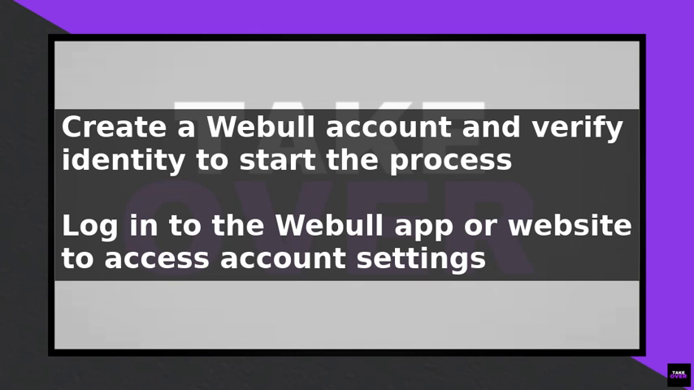After logging in, navigate to the Settings or Account section. The exact location may vary depending on the device you are using. In the settings, look for the Trading or Account Preferences option and select it.